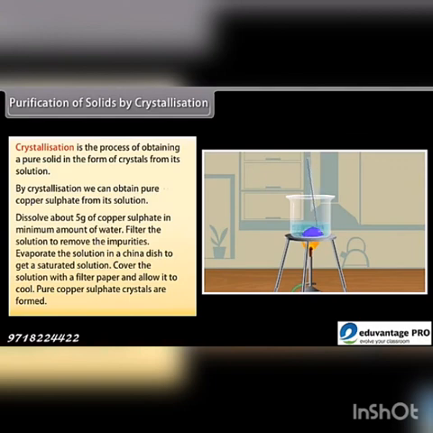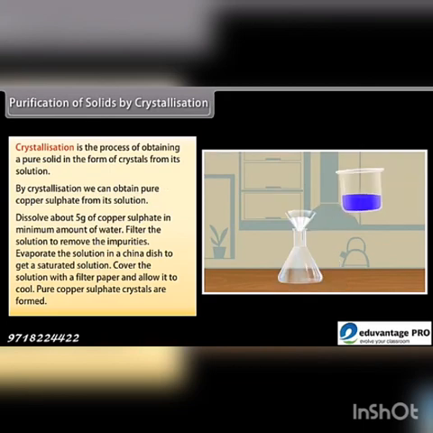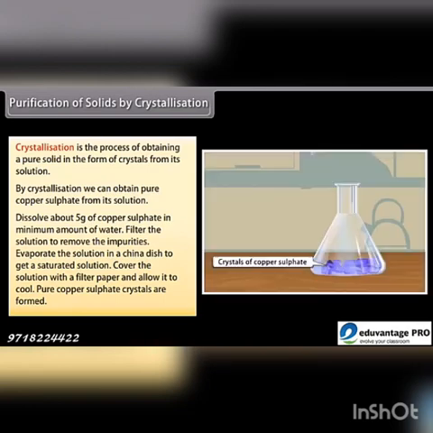Dissolve about 5 grams of copper sulfate in minimum amount of water. Filter the solution to remove the impurities. Evaporate the solution in a china dish to get a saturated solution. Cover the solution with a filter paper and allow it to cool. You will see pure copper sulfate crystals are formed.